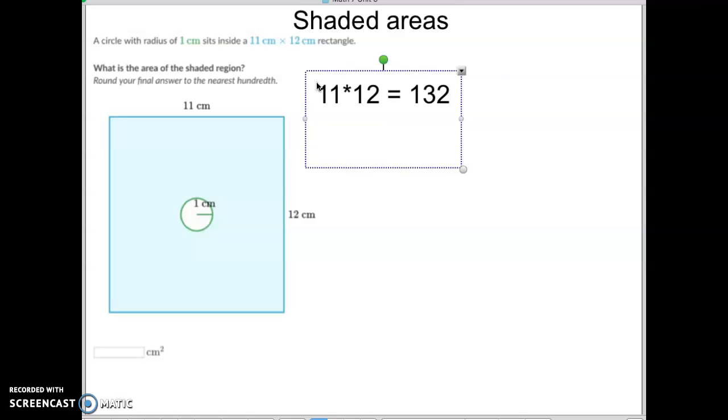Now, we need to find the area of that circle. Remember that the area of a circle is pi, which is 3.14, times the radius, which is 1, squared.